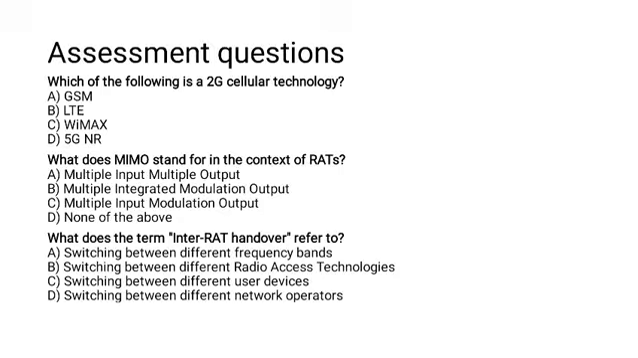Which of the following is a 2G cellular technology? GSM, LTE, WiMAX, 5G NR. How does MIMO stand? Multiple input, multiple output, or multiple integrated modulation output? Multiple input modulation, none of the above. So already you know. What does the term inter-RAT handover refer to? Switching between different frequency bands, switching between radio access technologies, switching between different user devices, switching between different operators.